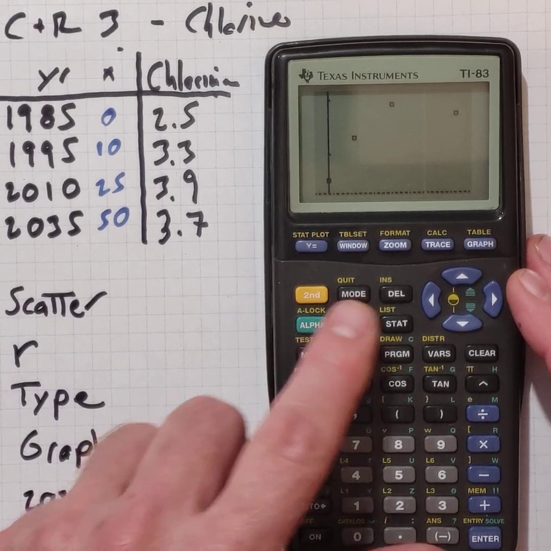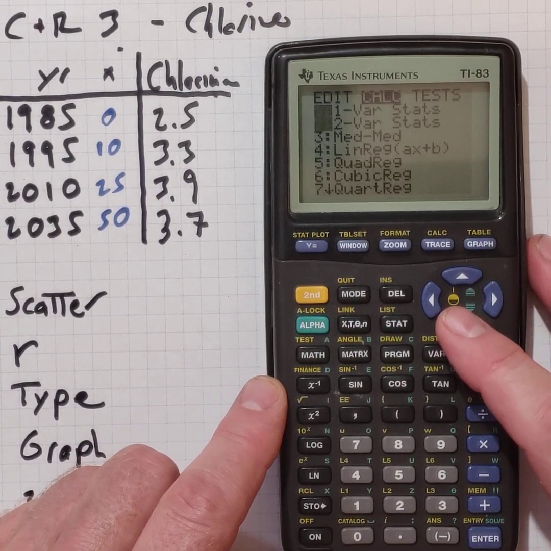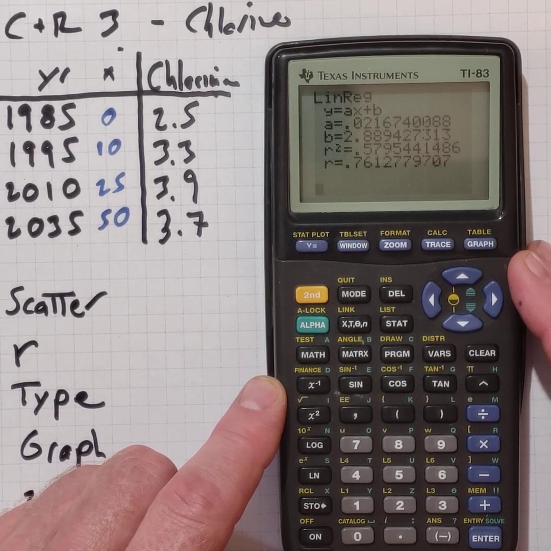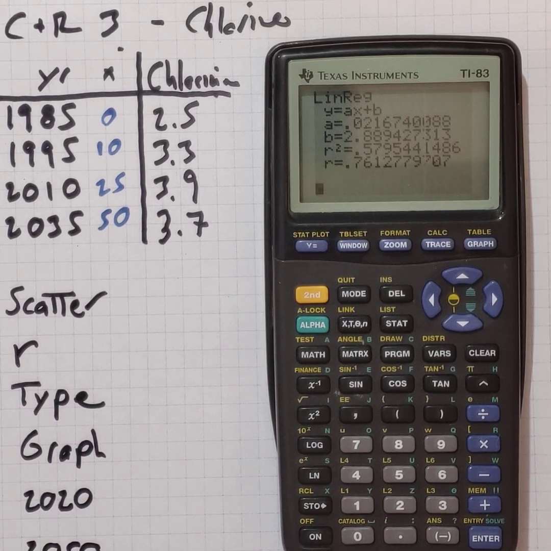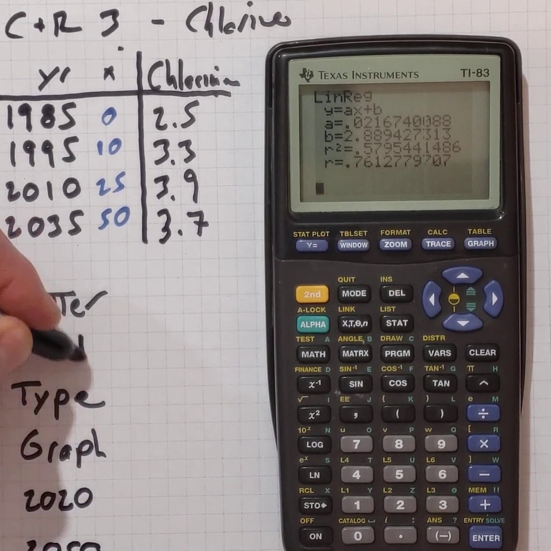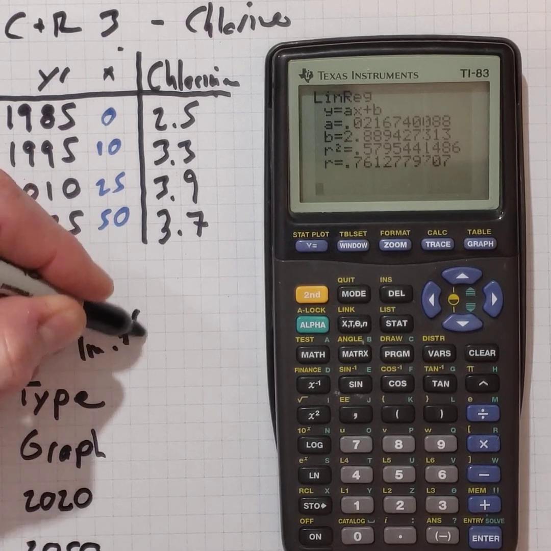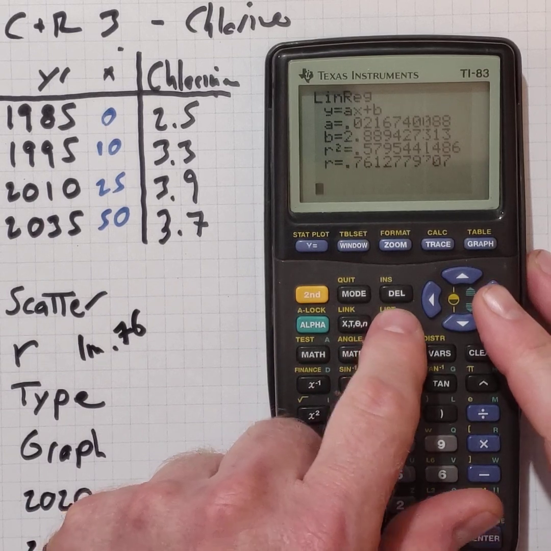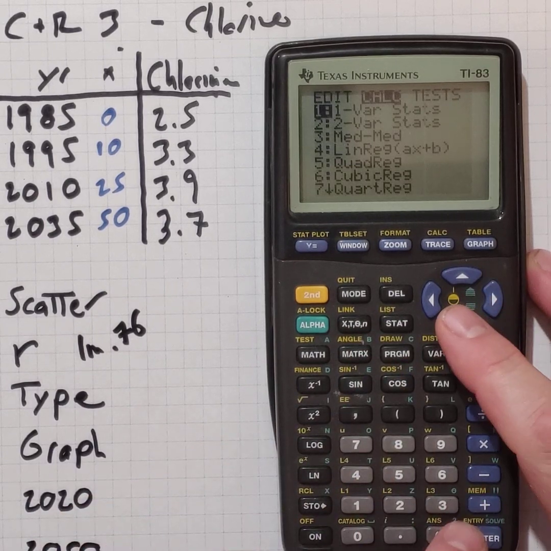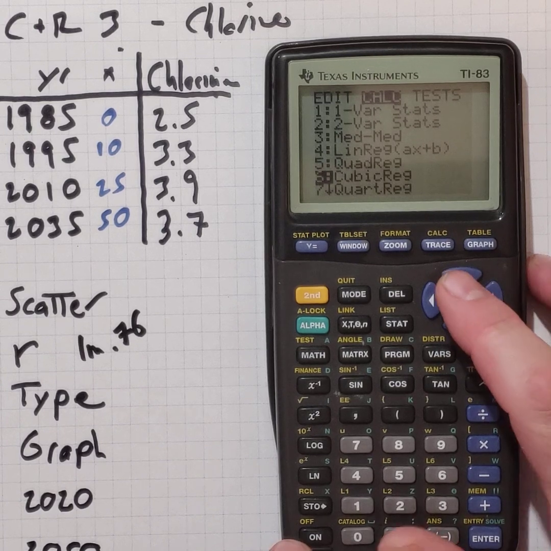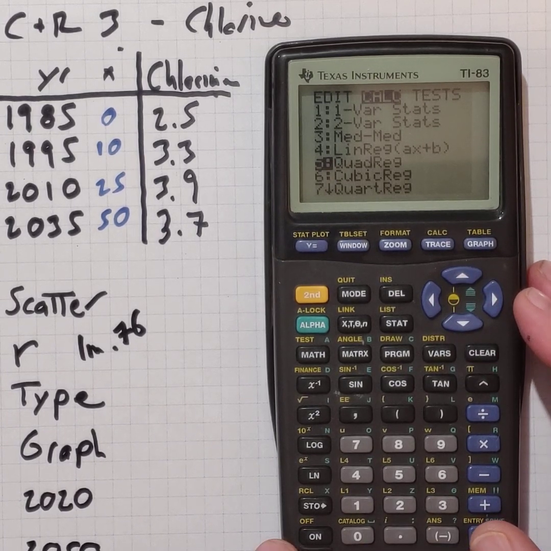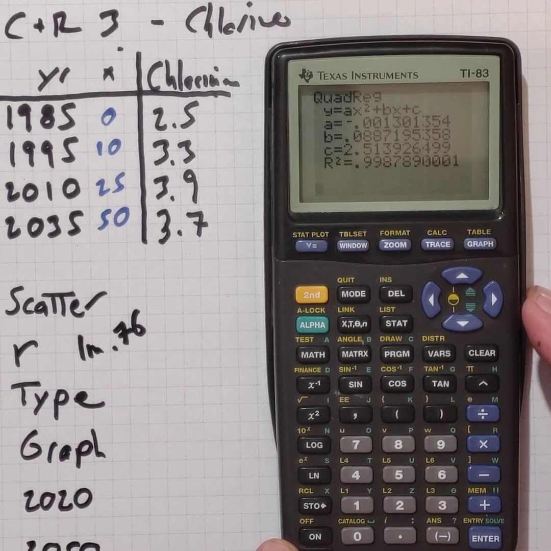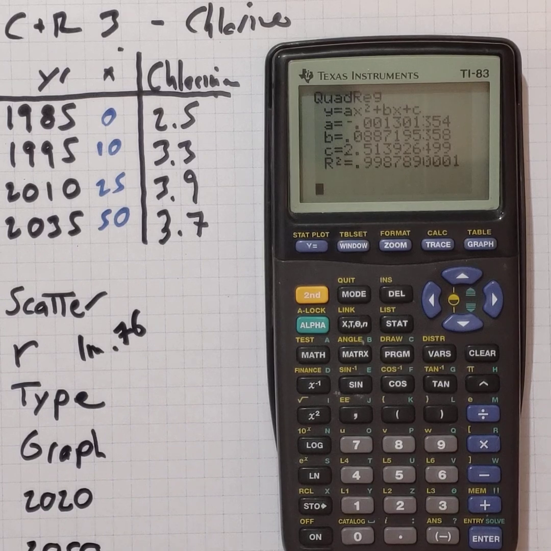We've got stat over to calc, and let's do our linreg. It's giving us an R of 0.76. Okay, so lin is 0.76. Let's go to stat over to calc. Now down to quadreg. We get our regression for a quadratic. Shoot, I forgot about that.